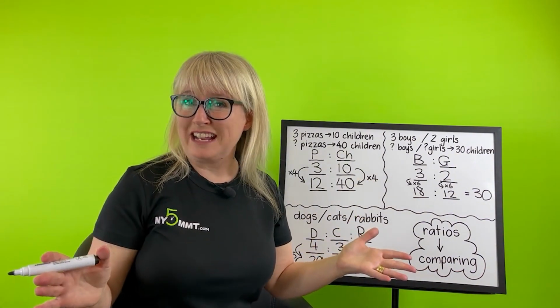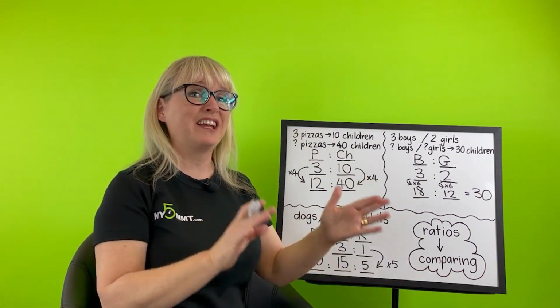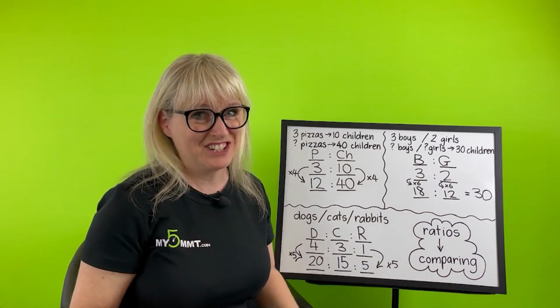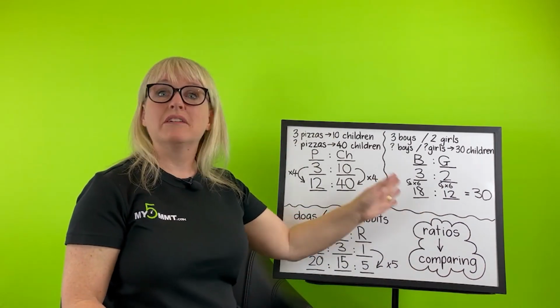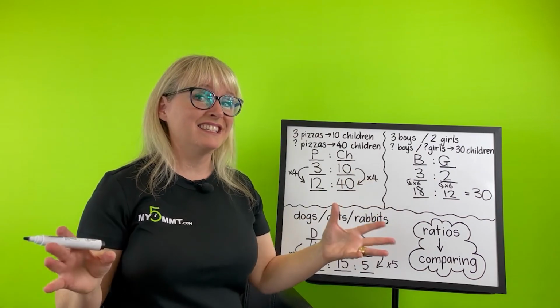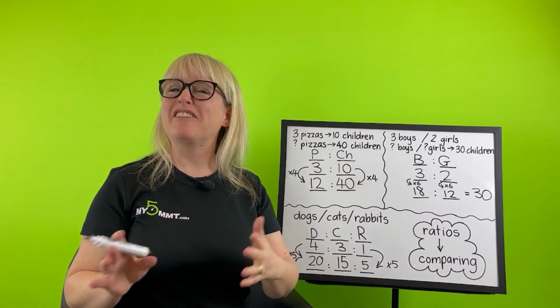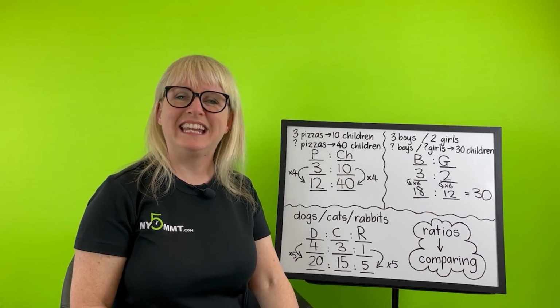I've worked out my ratios by comparing the different categories and how many in each category. Ratios really depends on understanding comparing different groups and how many are in each group.